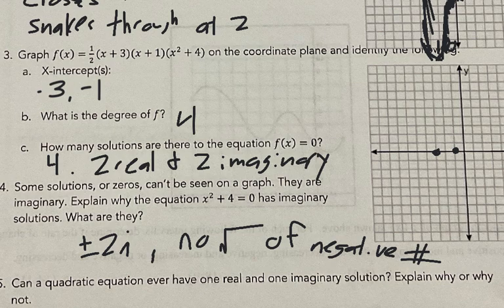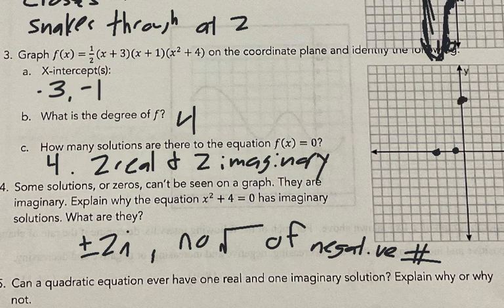All right, so I'm going to go ahead and find the y-intercept as well to help me graph this. 3 times 1 is 3. 3 times 4 is 12. And then times a half would be 6. Okay, so the y-intercept should be 6 here. 1, 2, 3, 4, 5, 6.